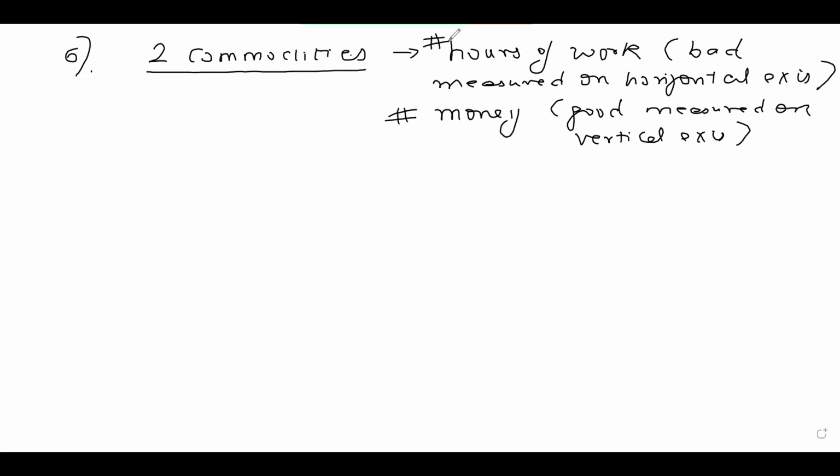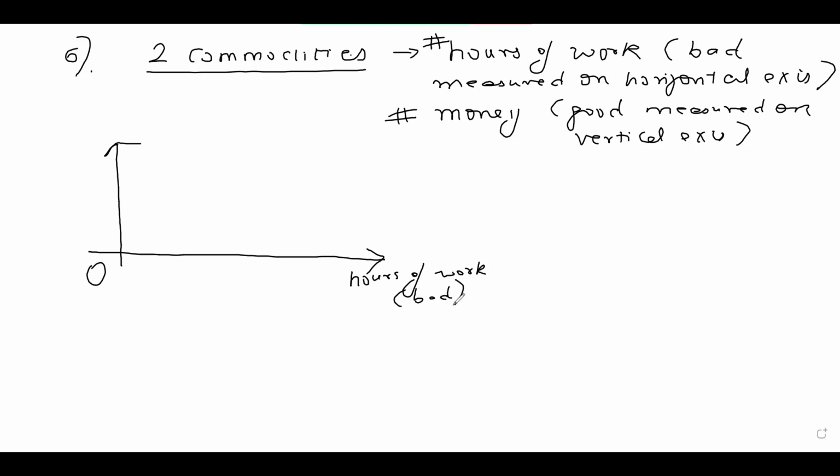Okay, so if I plot a diagram, we have hours of work here, which is measured on the horizontal axis as given in the question. It's a bad. Consuming more of it gives you disutility or dissatisfaction. On the vertical axis, we have money, which is a good. Now remember from my lectures on consumer preference and utility, how does the indifference curve look when you have a bad on the horizontal and a good on the vertical axis? Your indifference curves are upward sloping and they are convex.